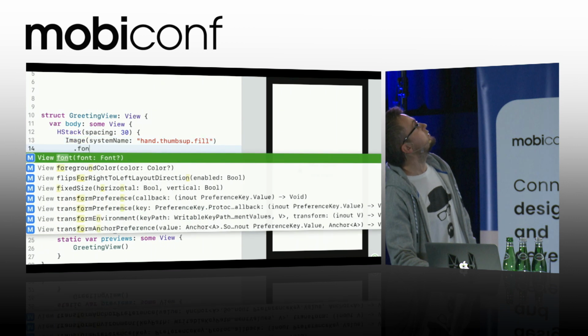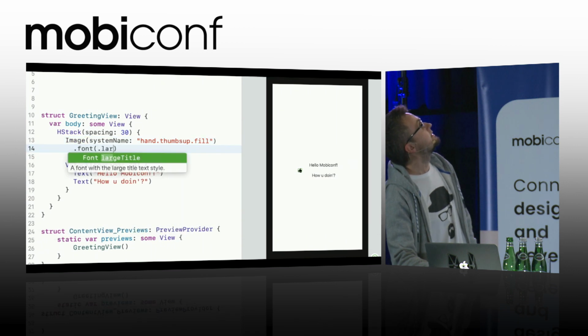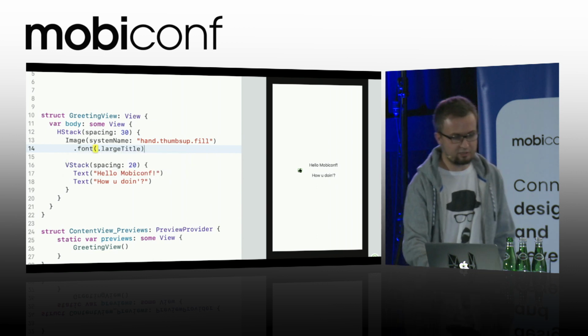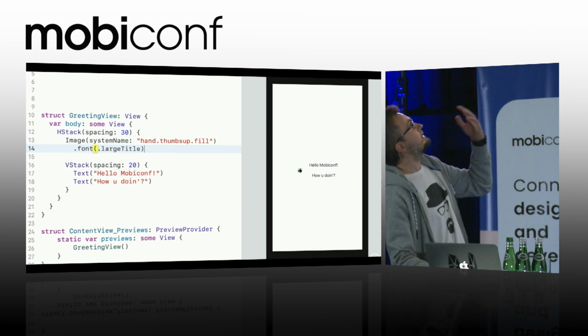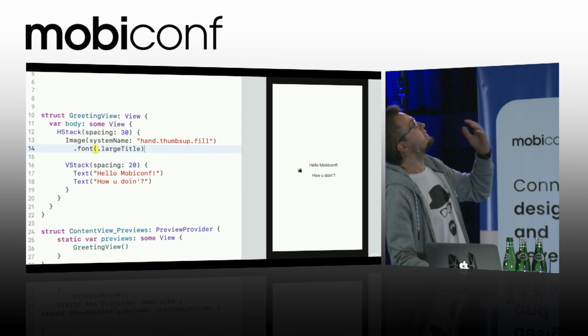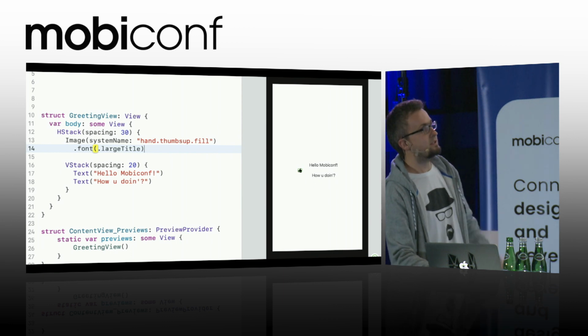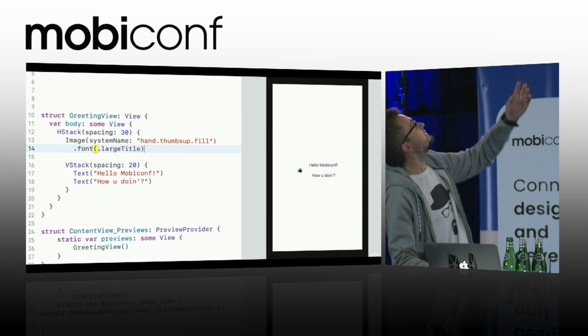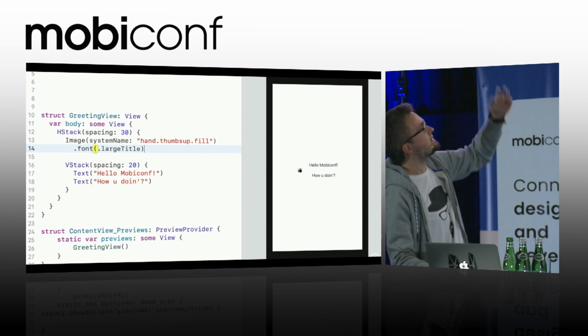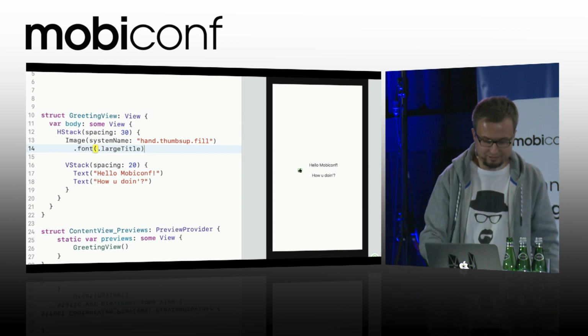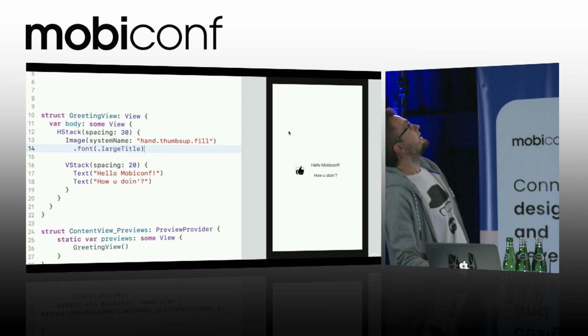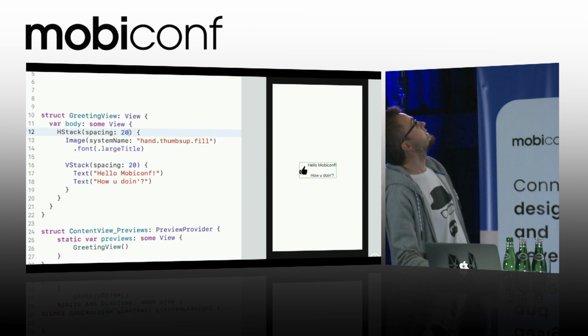enlarge this. How do I enlarge this? Well, I must apply the large title modifier to this. Why the hell do I apply a large title modifier to an image? Because the San Francisco is a font. So we have to treat this like a font, even though this is an image. Pretty weird, right? But it works. And then I want to change the color of this.